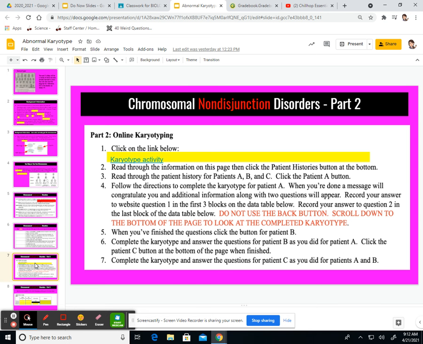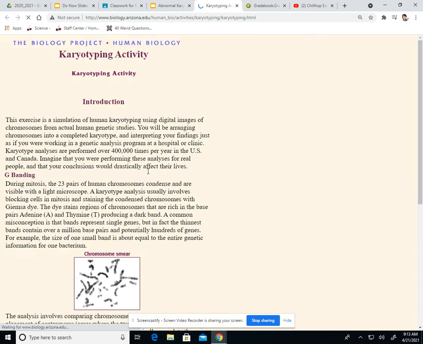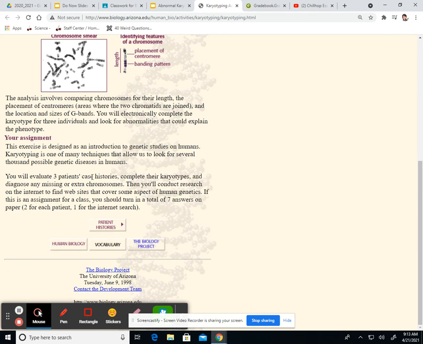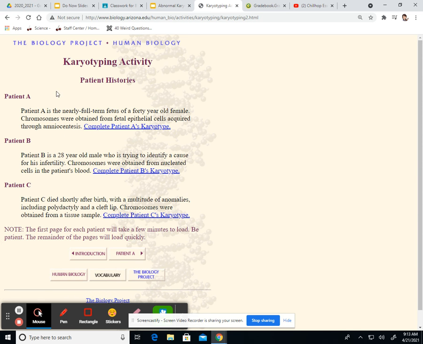Okay, slide 7, we have some more instructions. It tells you to click on this karyotype activity link, and I'm actually going to walk you through the first example on this activity. So you're going to click on that link. You are going to read through this information and then click Patient Histories. You can read a little information about each of the 3 patients you're going to be examining their karyotypes today. And then you're going to start by clicking Patient A.